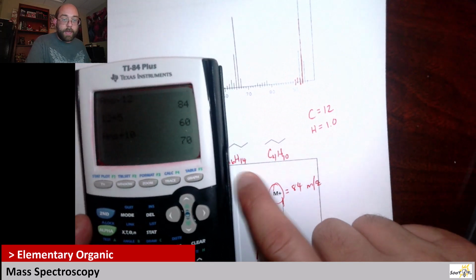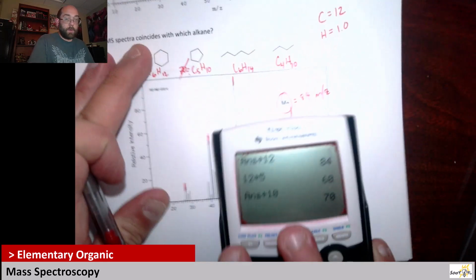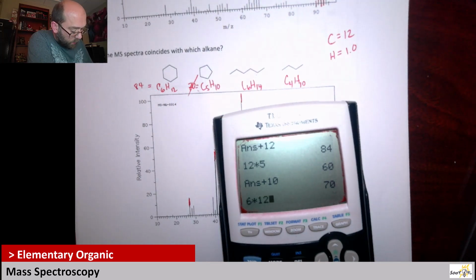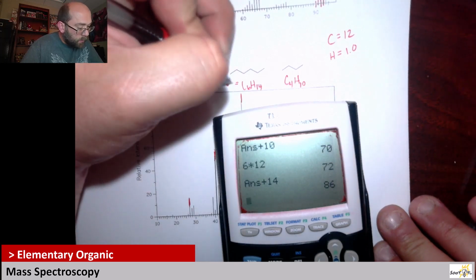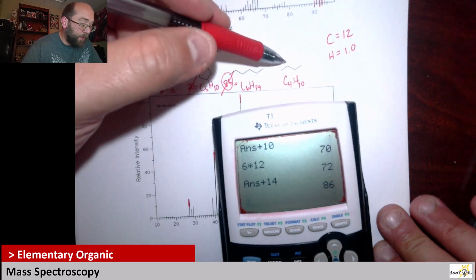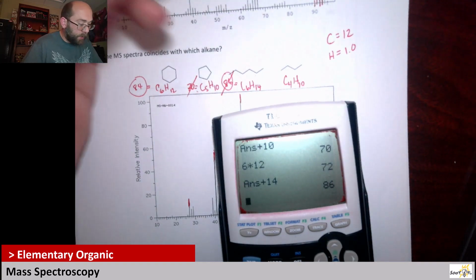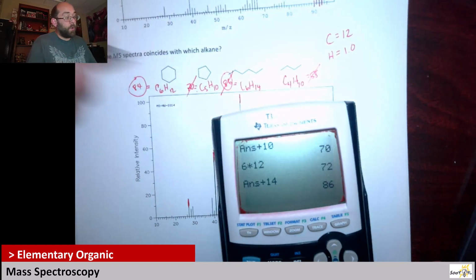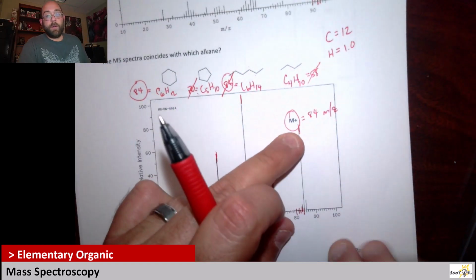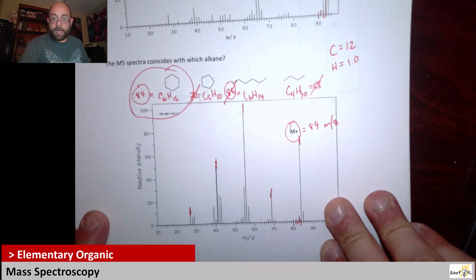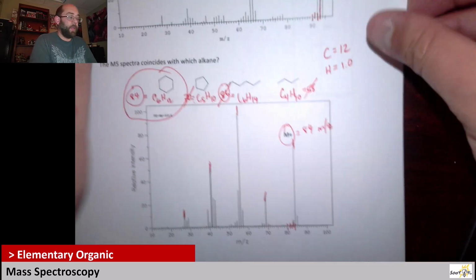C6H14. Let's see, what do we get here? So that's 6 times 12 plus 14. That's 86. Right? That's too big. And that other one is going to be even smaller, right? Because that's 48 plus 10. So that equals 58. That's way too small. So this must coincide specifically to cyclohexane, right? And that's all you really got to do.